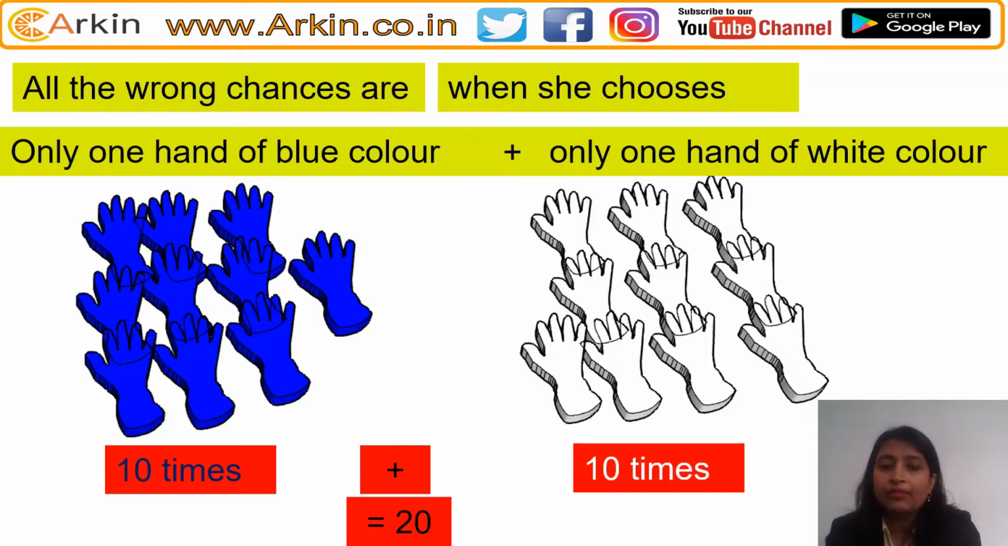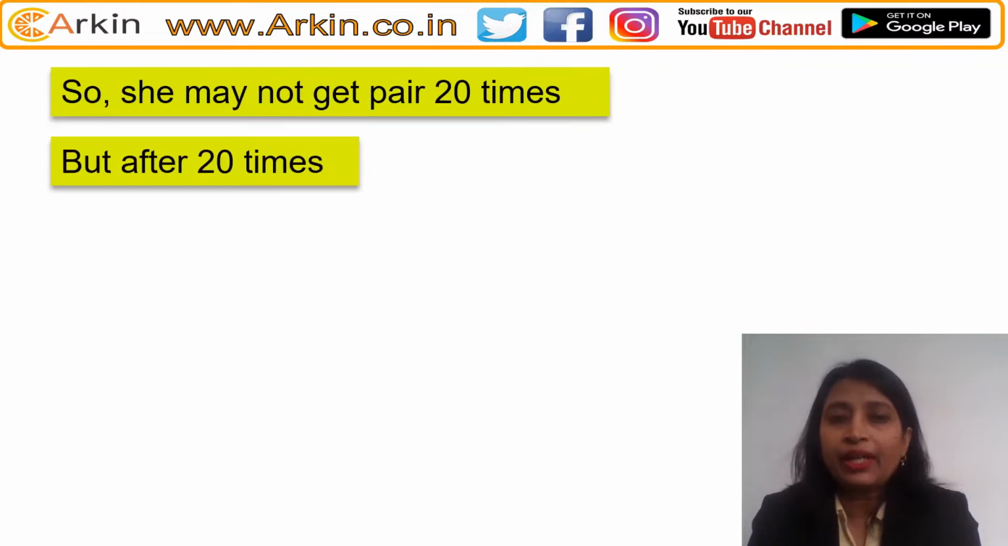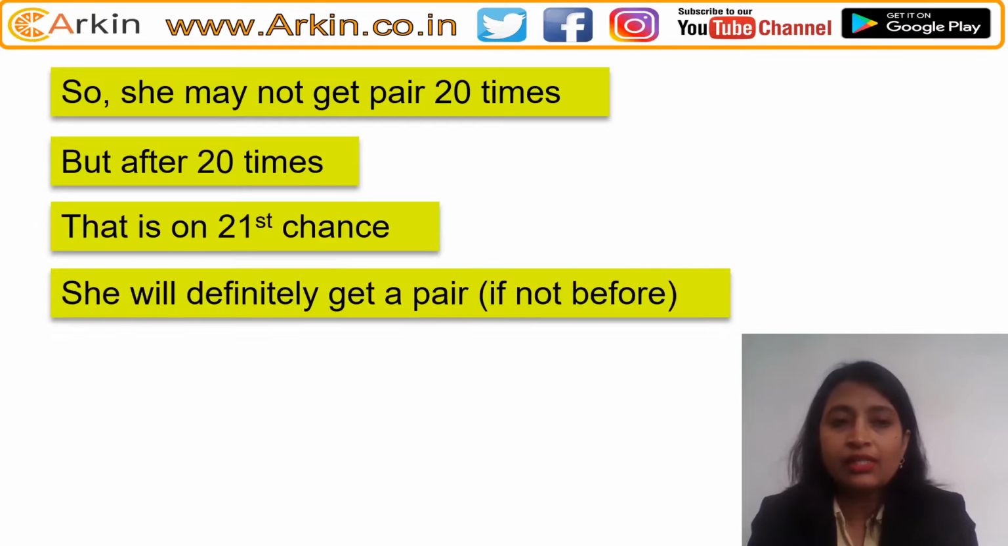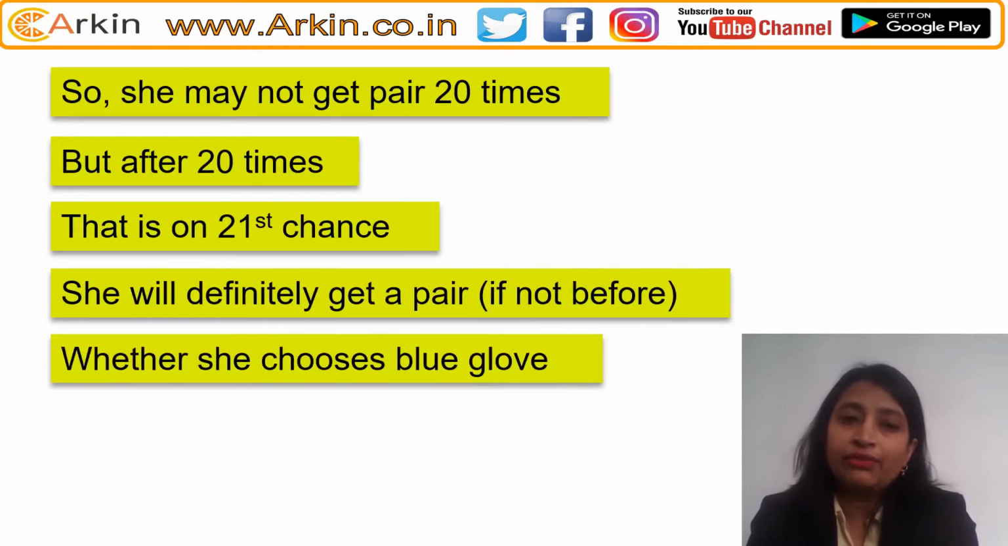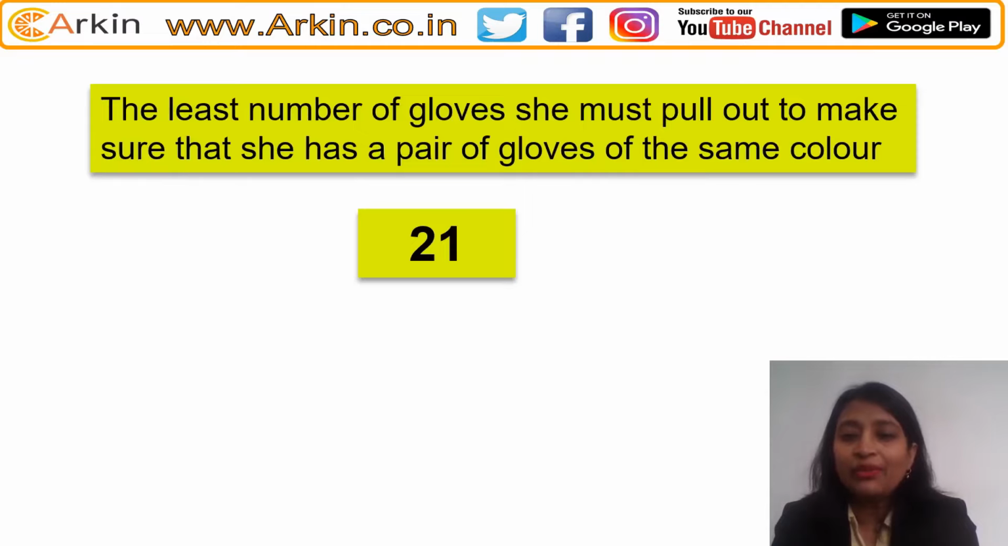After 20 times, she may not get a pair for 20 times, but on the 21st chance she will definitely get a pair, whether she chooses a blue glove or a white glove. So the least number of gloves she must pull out to make sure that she has a pair of gloves of the same color will be 21.